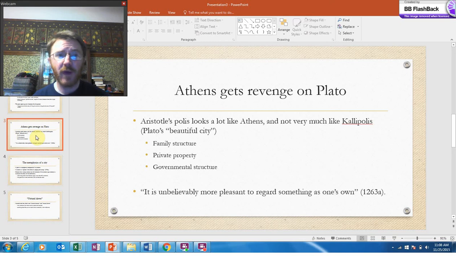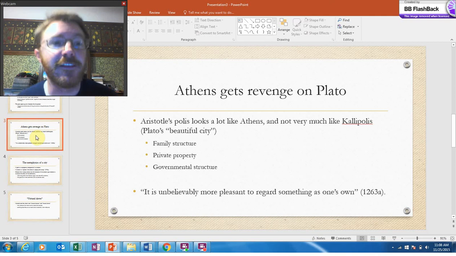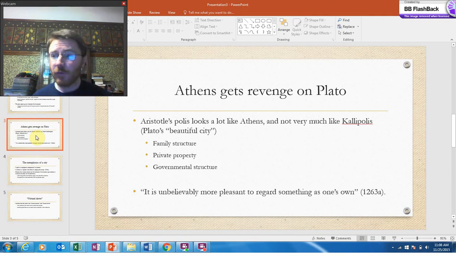The property structure, so in Callipolis, at least the guardians, the elites, the ruling class and the soldier class, possessed no private property. They owned nothing to themselves. Everything belonged to the city. Aristotle says that doesn't make any sense whatsoever. People like having stuff. Why should we keep them from having stuff? He says it's unbelievably more pleasant to regard something as one's own than to have it collectively held in common. And so he thought that even though the goal was for people to share their possessions and allow other people to have use of them, it would be much more satisfactory for each person if they actually had those possessions, as opposed to them being possessed in common.